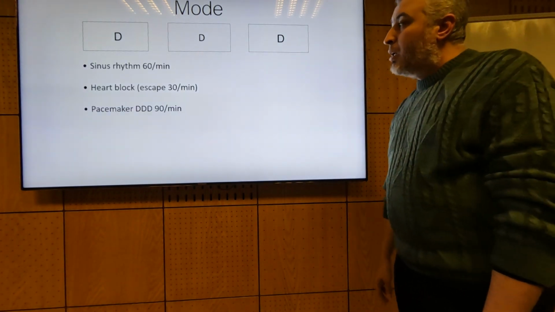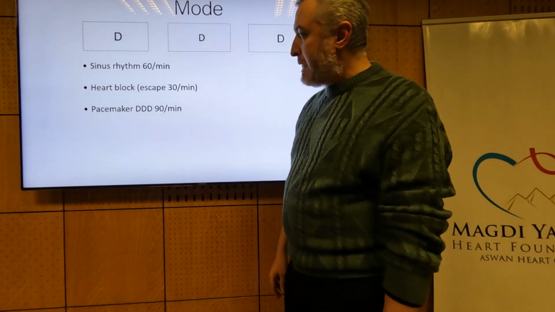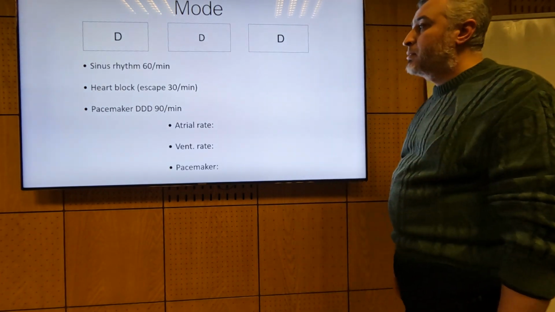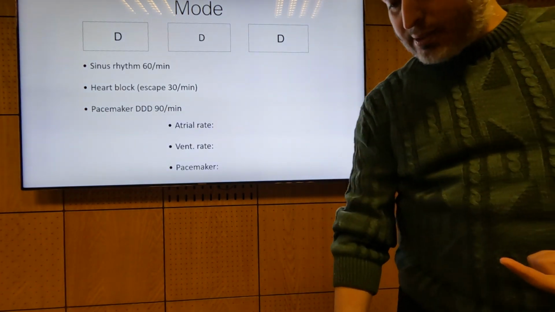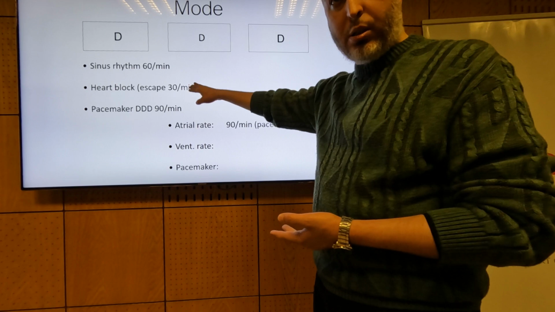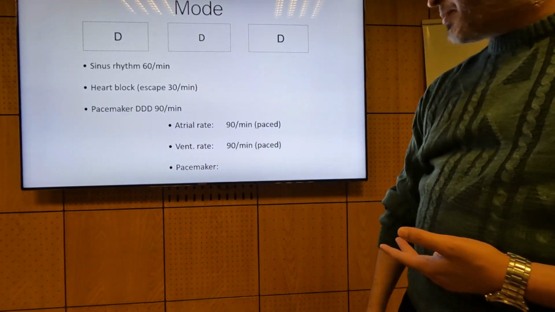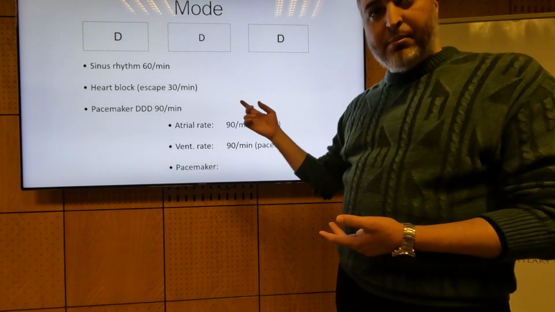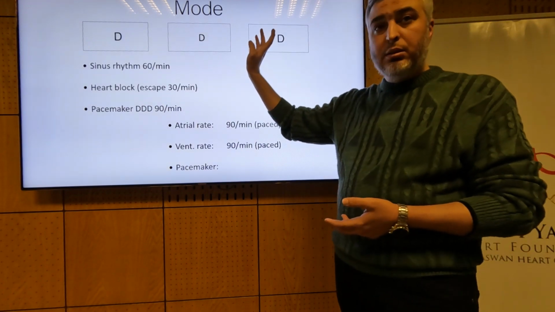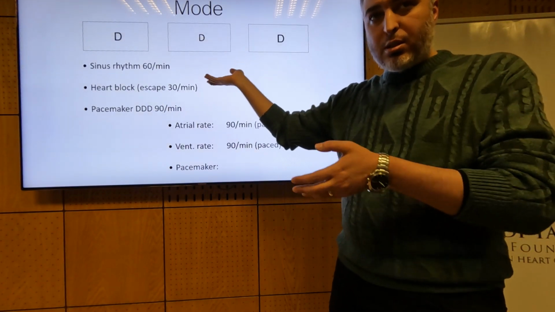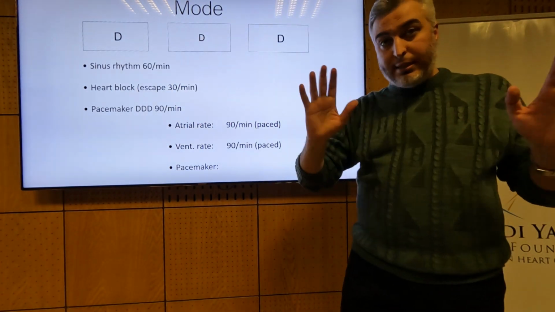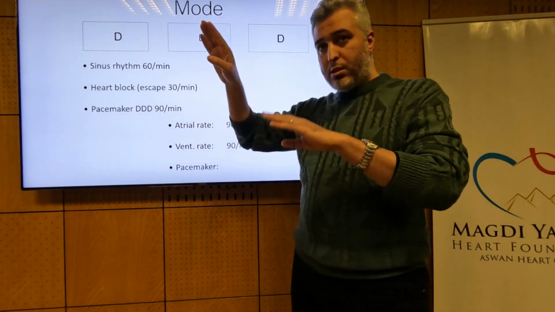Sinus 60. Heart block, escape 30. DDD 90. What is the atrial rate? 90, which is paced. What is the ventricular rate? 90, which is again paced, heart block. What is the pacemaker doing? Pacing atrium and ventricle. So in this patient, if you have paced atrial, you have caused the patient to die because you're not pacing the ventricle. If you have paced VVI, it is safe, but then you lose the AV synchrony.